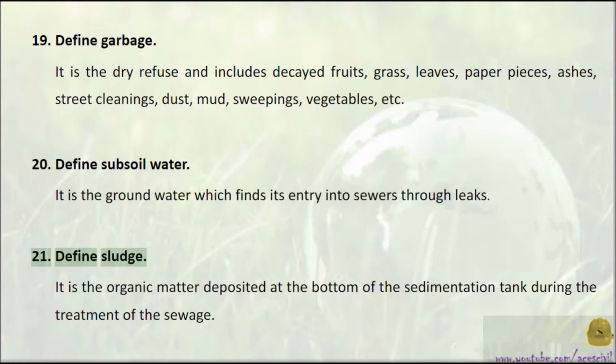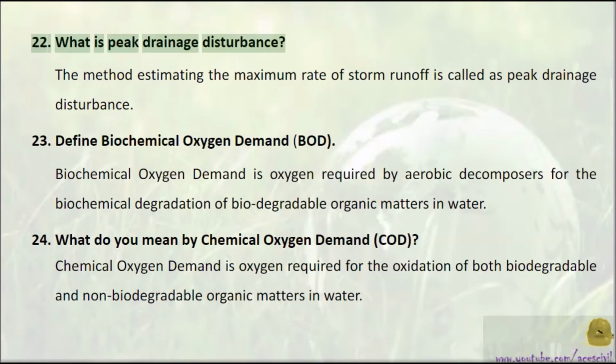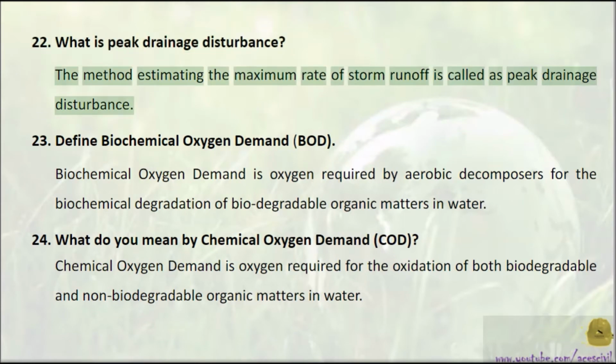Define sludge. It is the organic matter deposited at the bottom of the sedimentation tank during the treatment of the sewage. What is peak drainage disturbance? The method of estimating the maximum rate of storm runoff is called peak drainage disturbance.